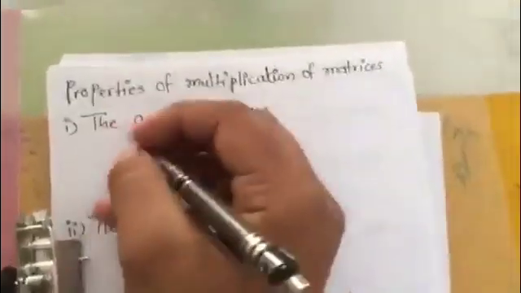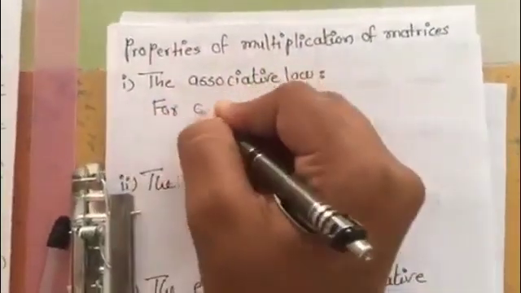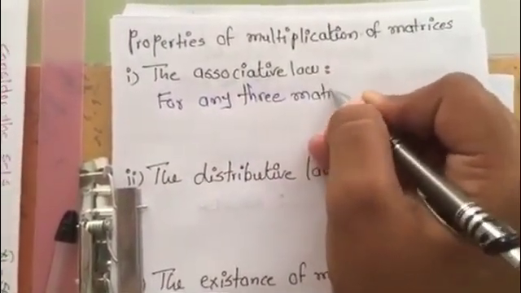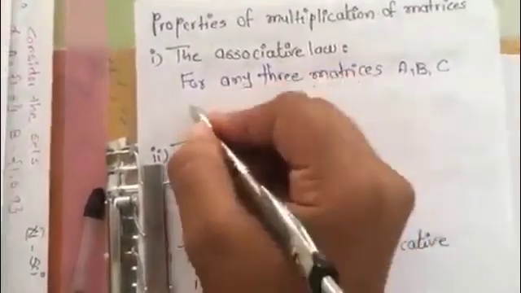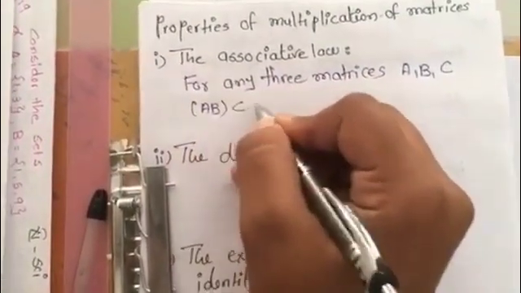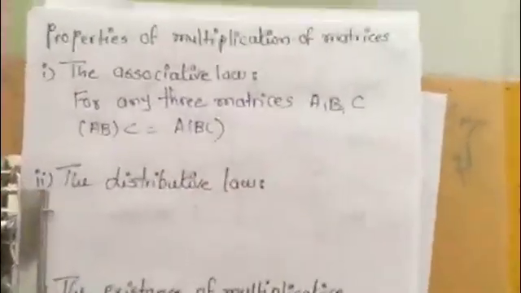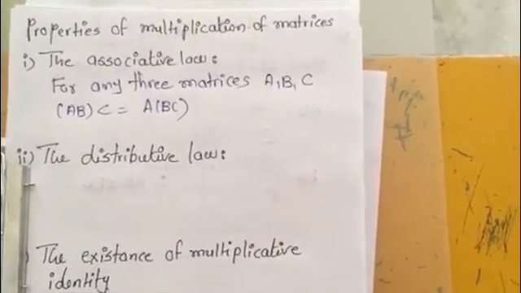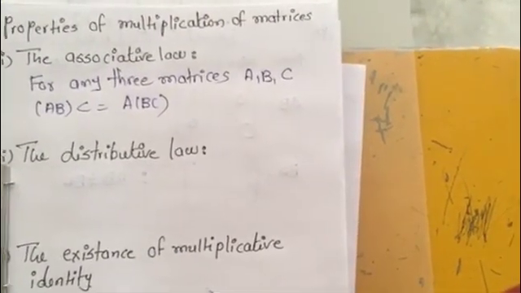For any three matrices A, B and C, the associative law says that (AB)C is equal to A(BC). For any three matrices A, B and C, we have (AB)C equal to A(BC) whenever both sides of the equality are defined.